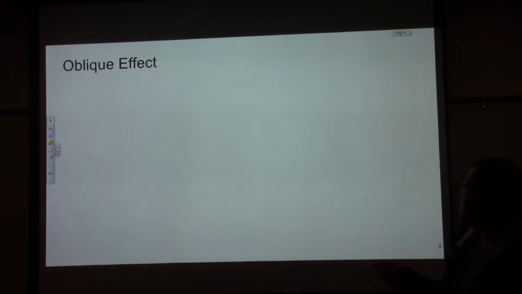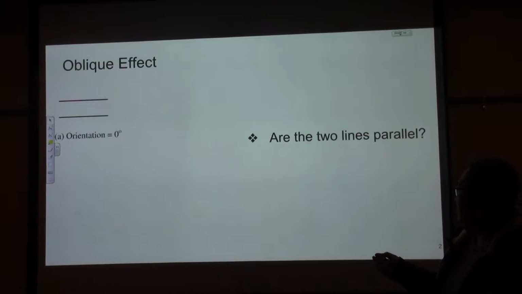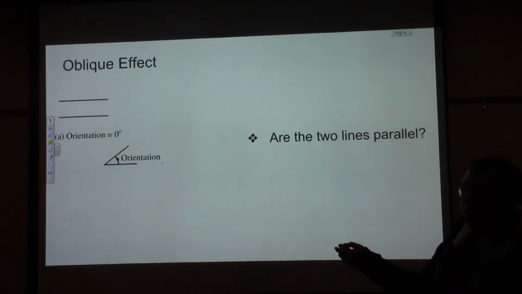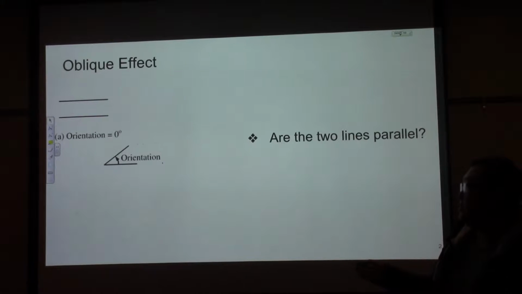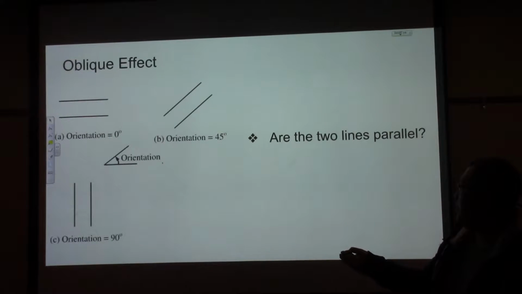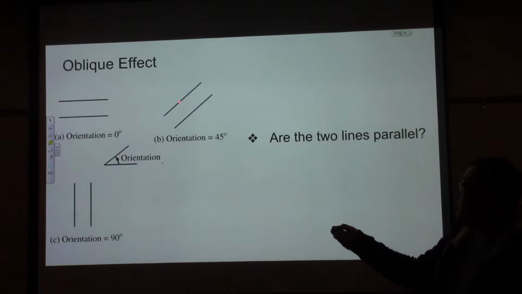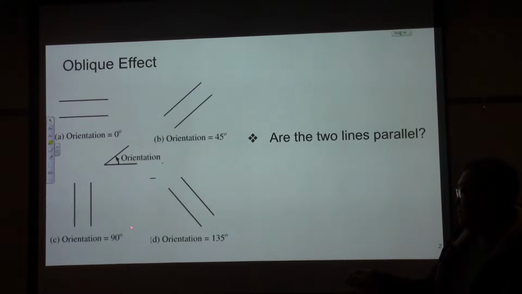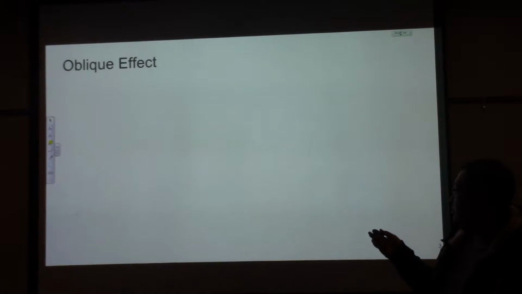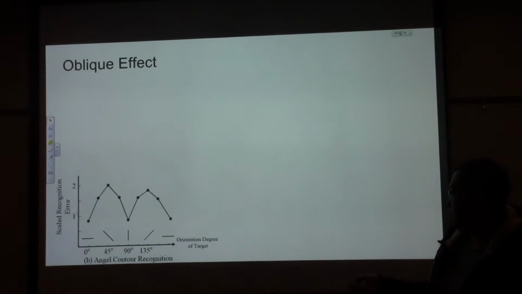Ask yourself this question. Are the two lines really parallel? And if we use a counter-clockwise orientation, how much confidence do you have if you orient it with 45 degrees, that you can still claim those two lines are parallel with each other? Then what happens if you orient it with 90 degrees? And what happens if you orient it with 135 degrees? And the result is this one.